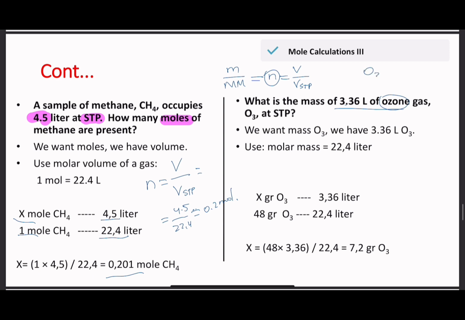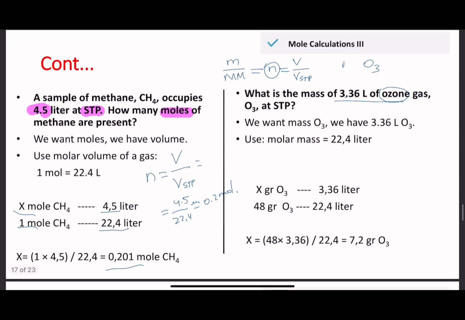Ozone has 3 oxygen in it. The molar mass of ozone would be 3 times 16, which is 48 gram per mole. Okay, so now you know the molar mass. You're given 3.36 liters. So you have V given, and then you have V STP, which is 22.4, and you can find the mole number. And you know the molar mass, now you can find the m.